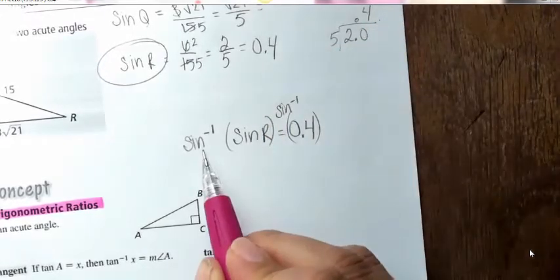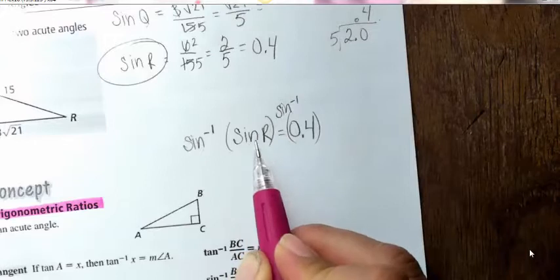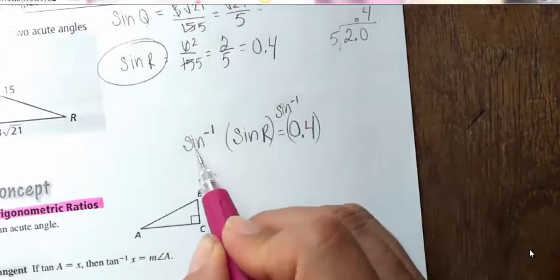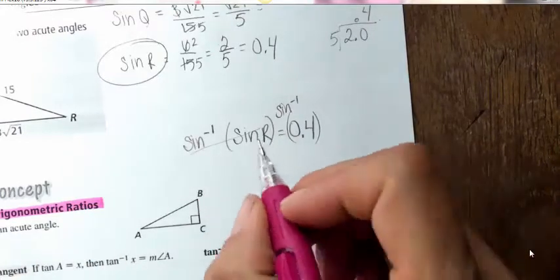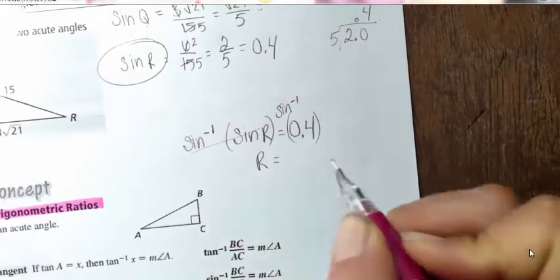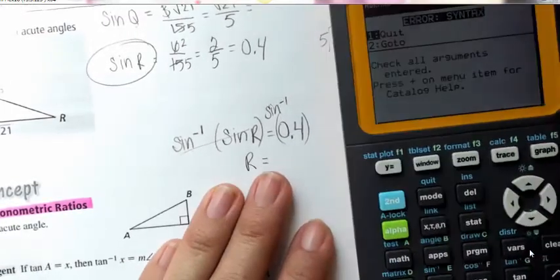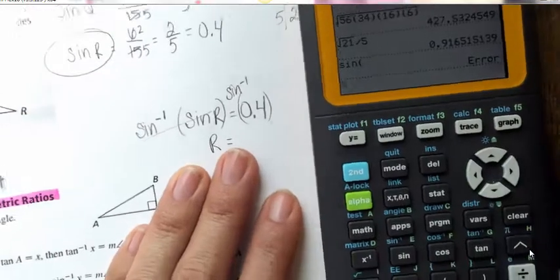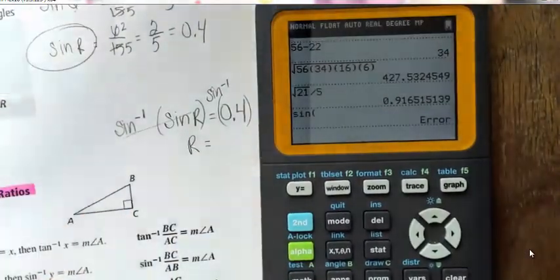So now sine inverse of sine r basically undoes the sine. These undo each other, and you're just left with the input, which is r. And then on this side, I would go into my calculator. Now, where is the inverse?